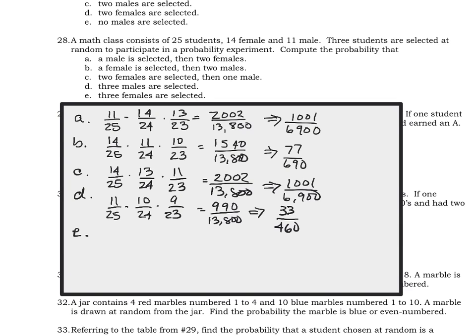And then E, 3 females are selected. So we're going to start out with the 14 out of 25. One's taken away, 13 out of 24. And then 1 more female's taken, 12 out of 23. And that yields 2,184 over the 13,800. And that will reduce to 91 over 575.